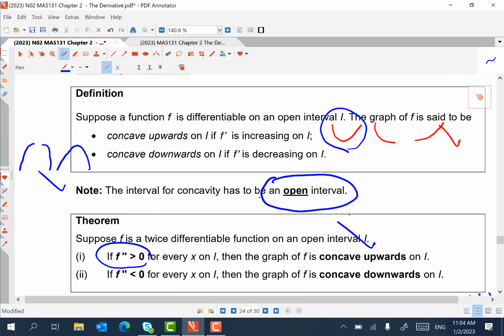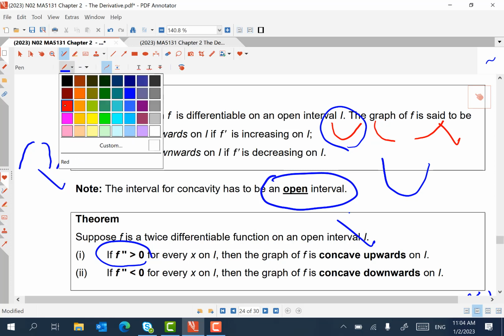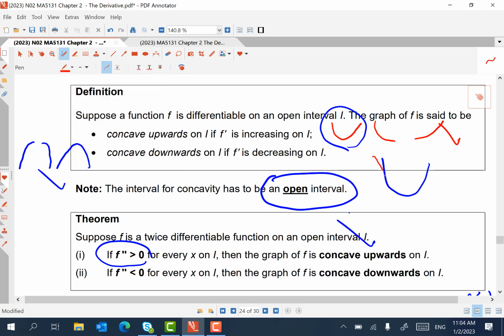Some people ask me, why should it be? Now let's look at this one. When the graph is concave upwards, the gradient is actually increasing because over here, very negative, lesser negative, 0, positive, more and more positive. So for a graph that is concave upwards, the gradient indeed increases.